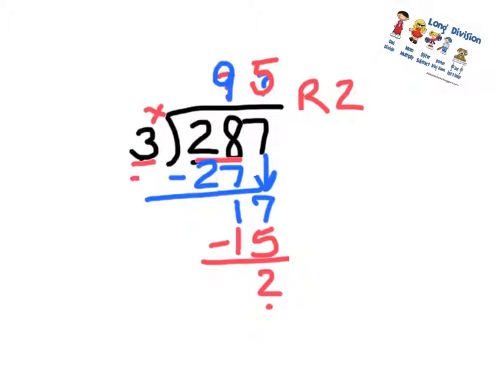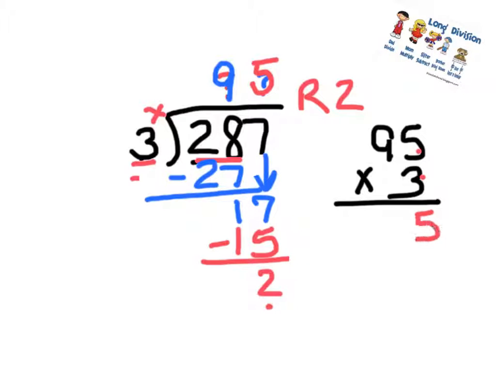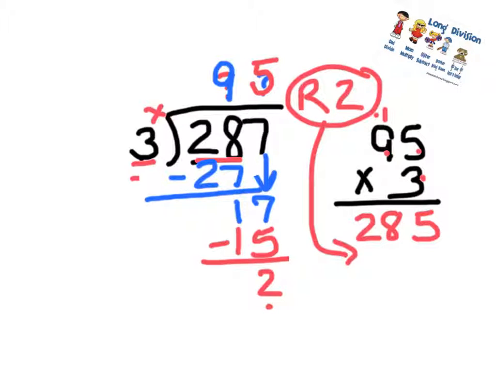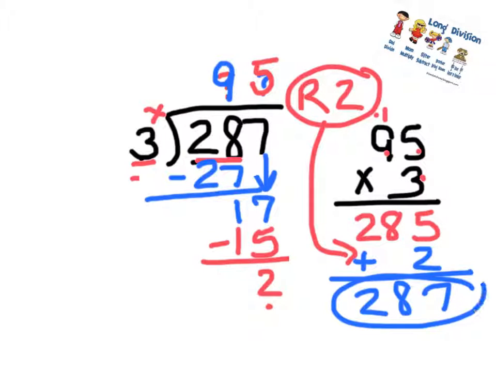In order to check this, we will want to multiply 95 times 3. 3 times 5 is 15. 3 times 9 is 27, plus 1 is 28. Remember that we had a remainder of 2. We now want to take that remainder and add it to our answer. 5 plus 2 is 7. Bring down your 8 and your 2. Your answer is 287. It is correct.